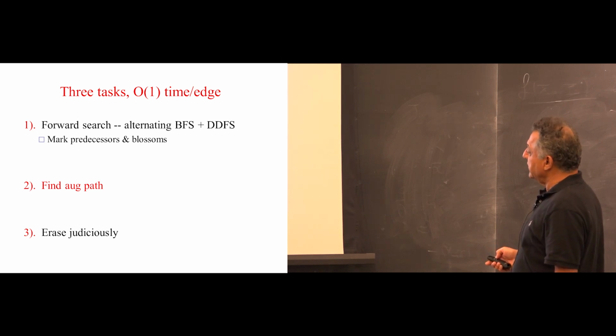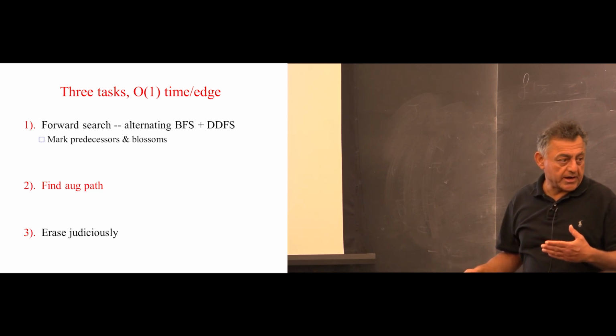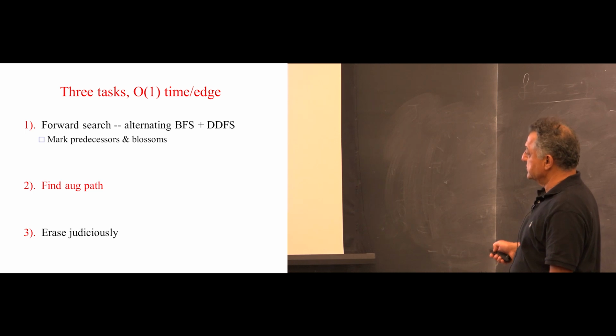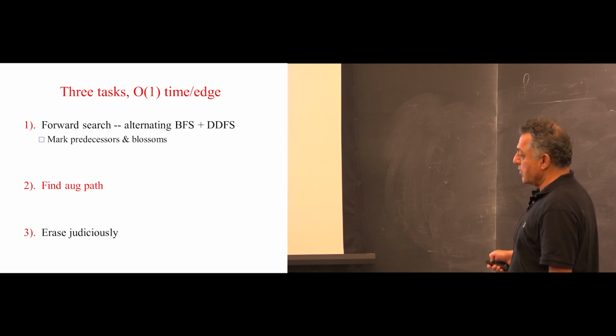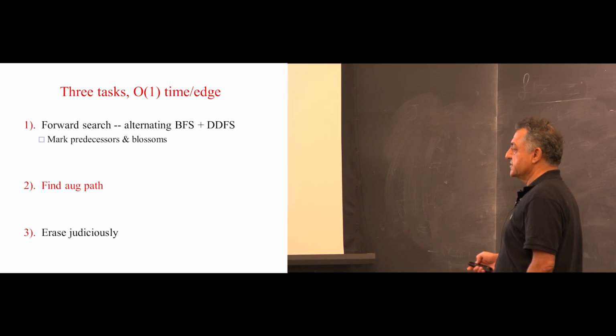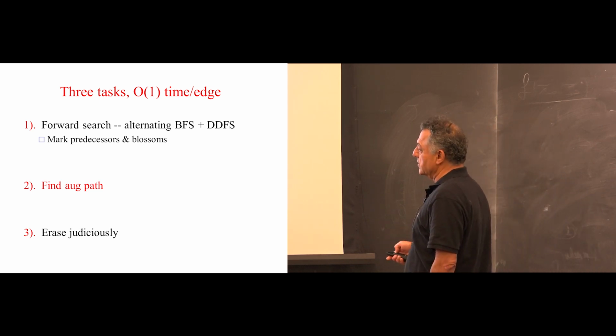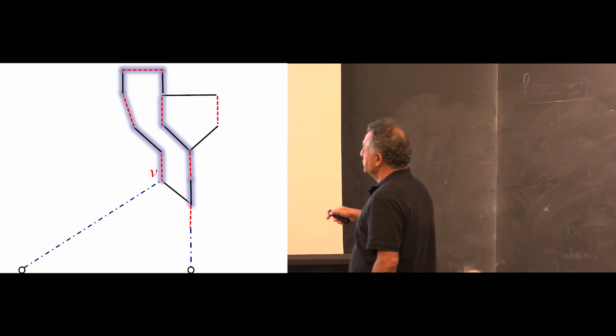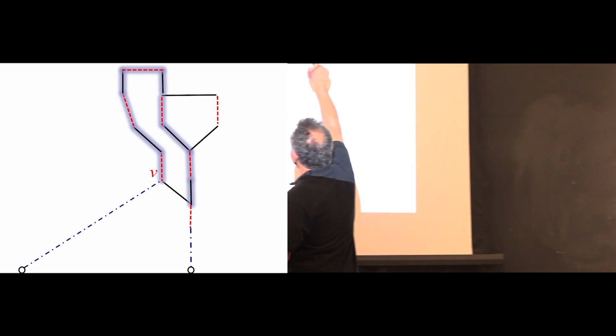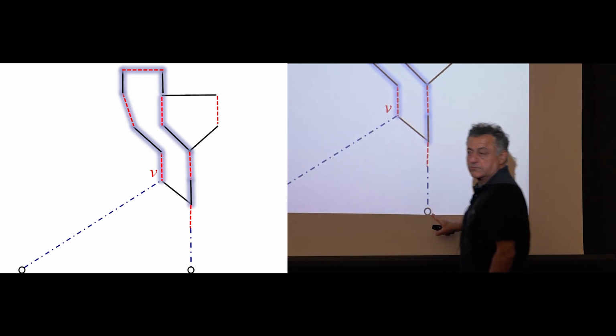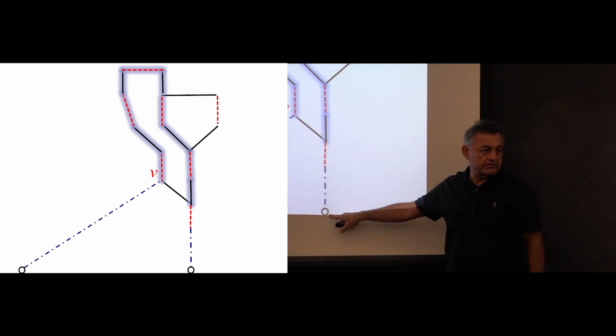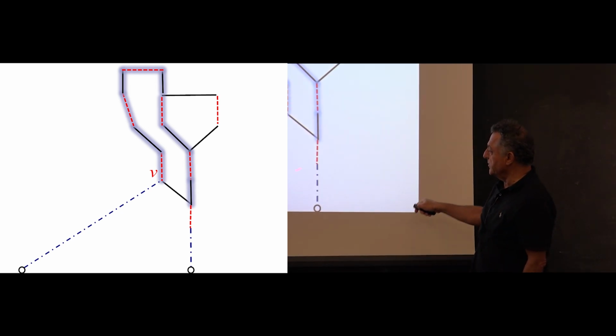Okay, so there are 3 tasks needed for non-bipartite matching also, which is first to do the forward search to find min levels and max levels. The other is to find augmenting paths, and then to erase judiciously. So let me tell you a bit about finding the augmenting path. So suppose we did double depth search on this bridge, and we found these 2 vertices in the lowest level. So we know there's a path from here to here.